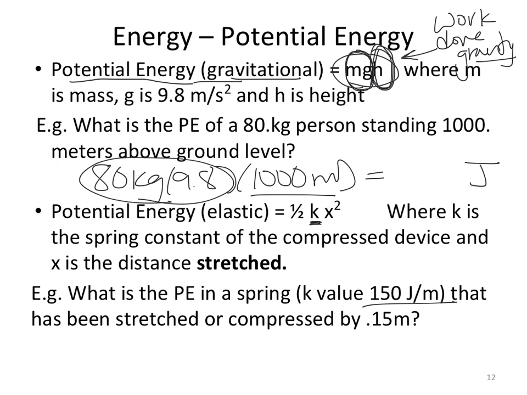So if we were to look at the elastic potential energy in this, we would say the elastic potential energy is 1/2 the k value times 0.15 squared. And that would also give us joules. So these are all energies, these are all joules, and they're all done by doing some work on something or having it do work on something else, its surroundings.